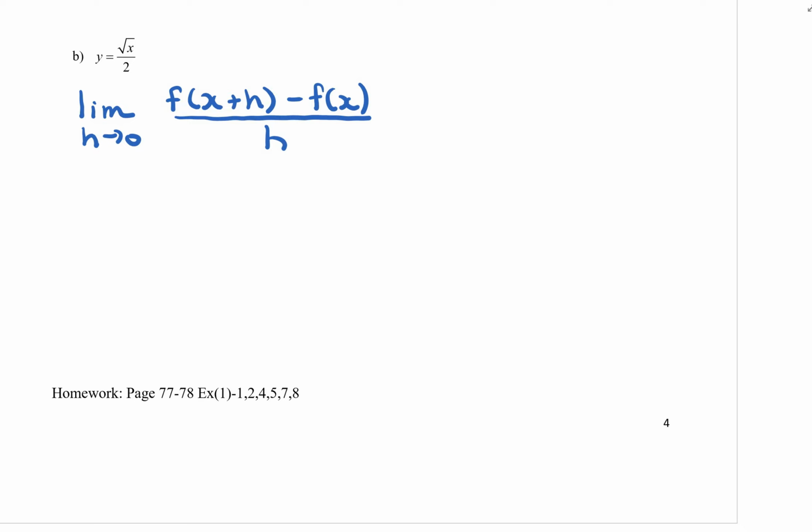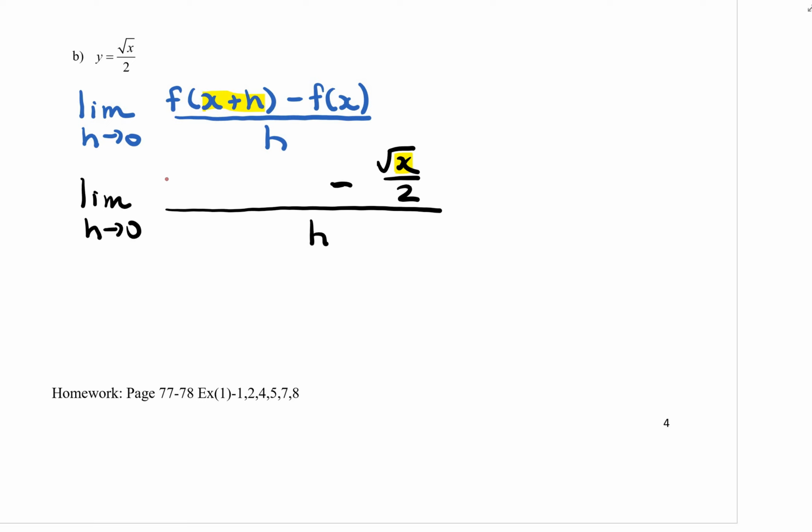Okay, so let's go ahead and now insert the function into our definition of the derivative here. If I do that, I have h on the bottom, minus, and now I have root x over 2. That's generally great. And then just remember, once you do enough of these, you'll get familiar with the process. Whenever you see an x, you just replace that with x plus h. So that's going to be the square root of x plus h divided by 2.